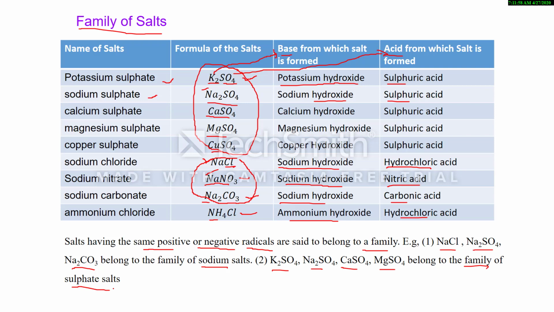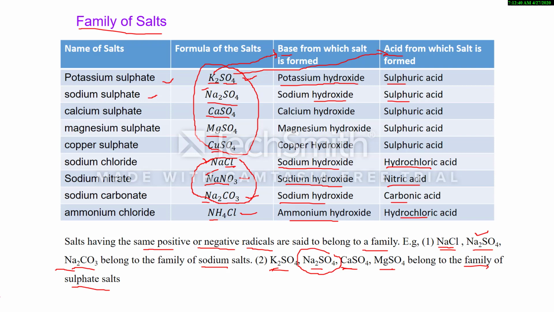Is it clear? One salt may belong to more than one family. For example, sodium is also present in Na2SO4, but when we compare with NaCl and Na2CO3, it belongs to the sodium family. But if we compare Na2SO4 with K2SO4, CaSO4, MgSO4, then we can say Na2SO4 belongs to the sulfate family. So don't be confused. Whatever the common thing is, that salt belongs to that family.